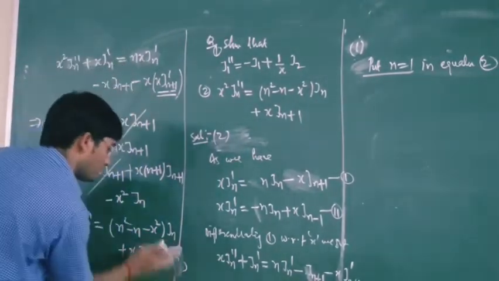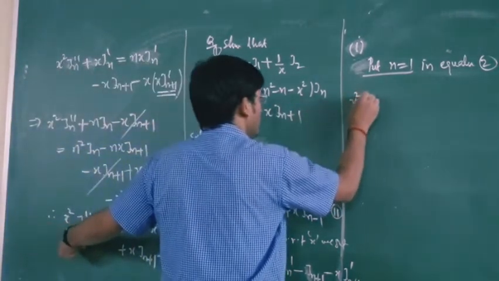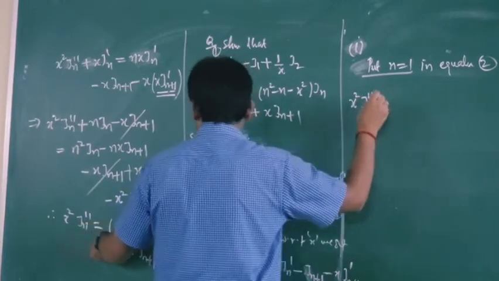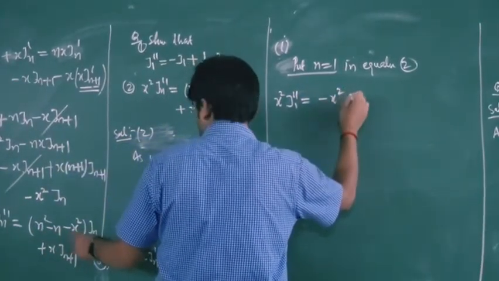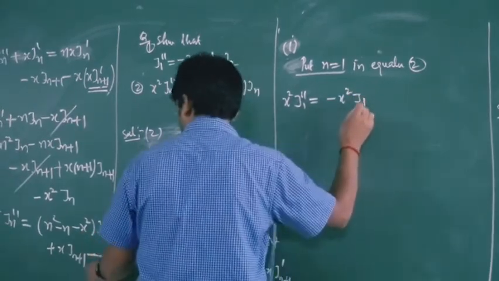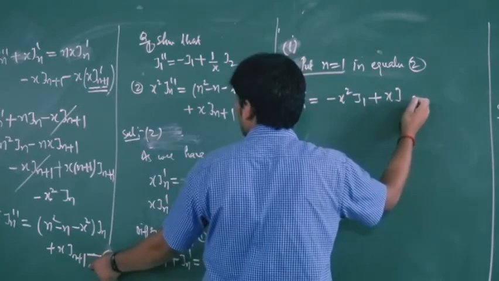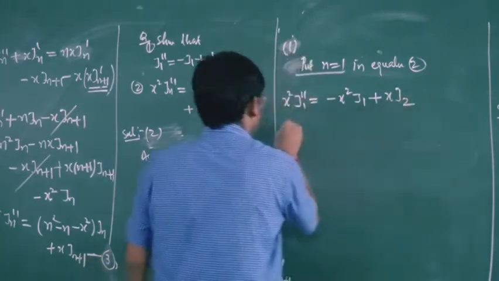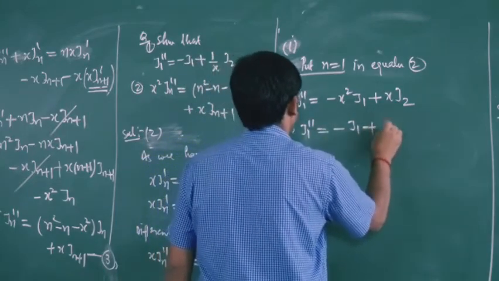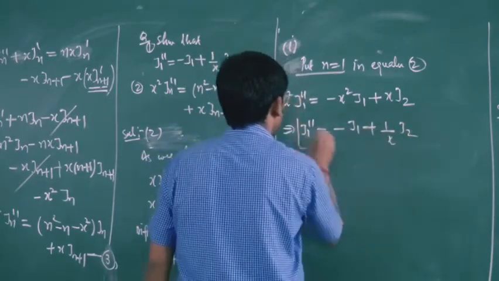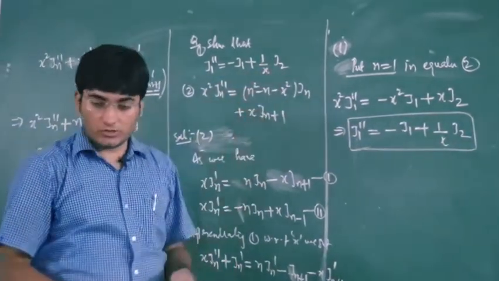So equation number 3. If we put n equal to 1 in equation number 3, then we will have x square J1 double dash equal to, now this will be 1 minus 1, so this is 0. So we will have minus x square J1, then we will have 1 plus x into J2. As we have to put n equal to 1, so this will be J2. If we divide this whole equation by x square, then we will have J1 plus 1 upon x J2. So this is the proof of the first part, which is minus J1 plus 1 by x into J2.